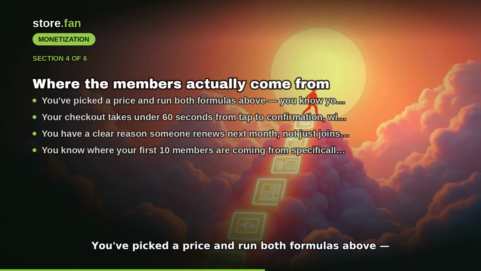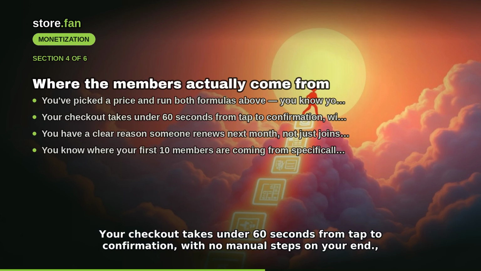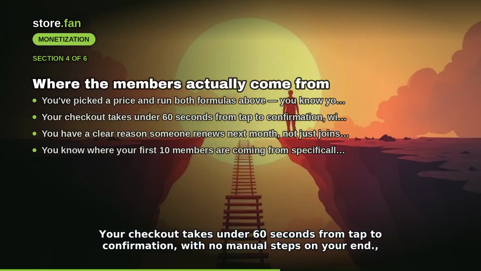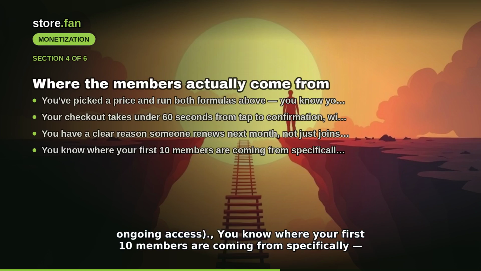You've picked a price and run both formulas above. You know your target member count and your monthly replacement number. Your checkout takes under 60 seconds from tap to confirmation, with no manual steps on your end. You have a clear reason someone renews next month, not just joins this month. Fresh content, community, ongoing access.